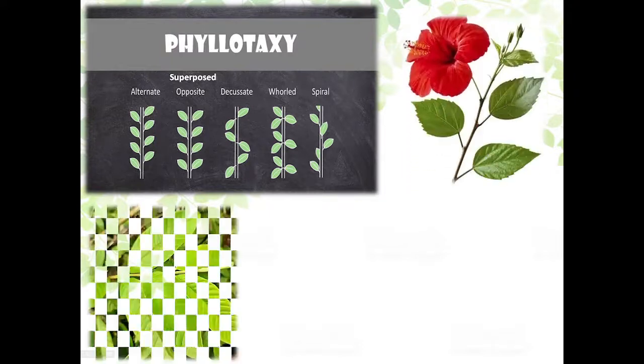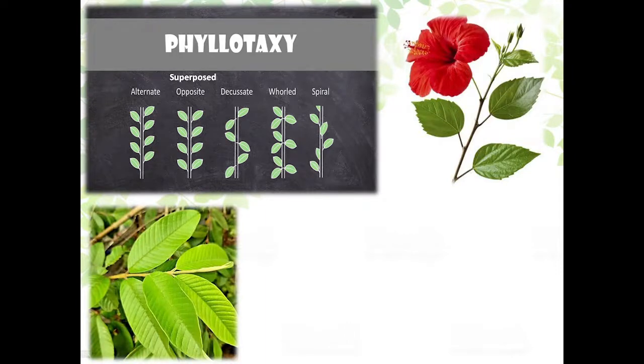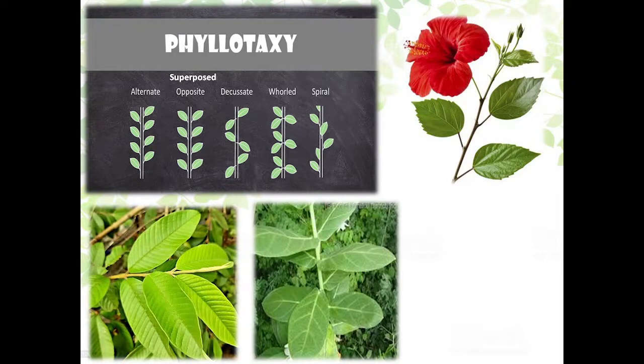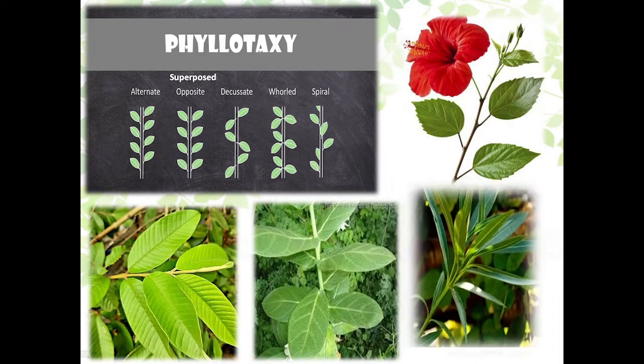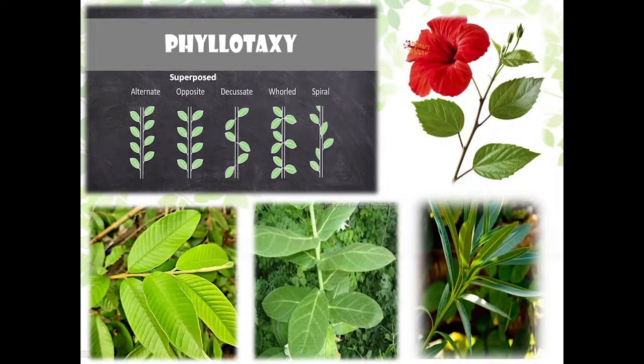So let's see. This is the alternate one. Here you can see superposed opposite, then decussate opposite, then the whorled. Hibiscus has the alternate one. So you can see it will have alternate: here one will be there, the next one will be on the other side. See, here one is there, so the next one is here. Alternate it is.